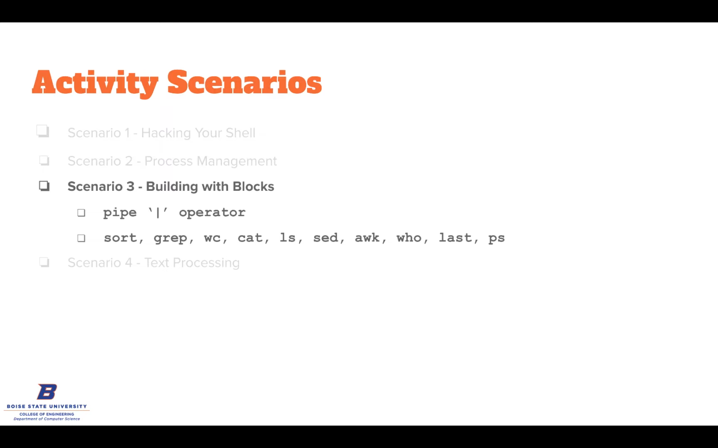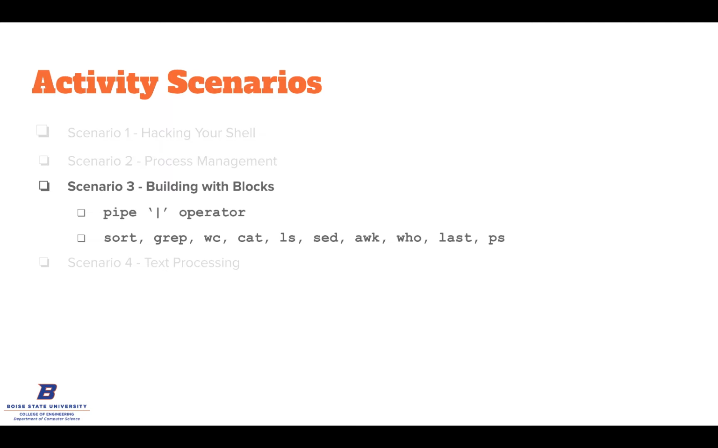grep will search through output. WC is word count, which also includes the number of lines in output in a file. Cat will print out the output of a file. LS will list the contents of a directory. We've seen that before. We're also going to look at filters like sed and awk.